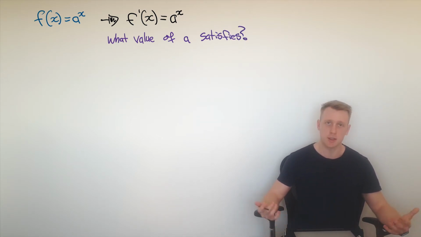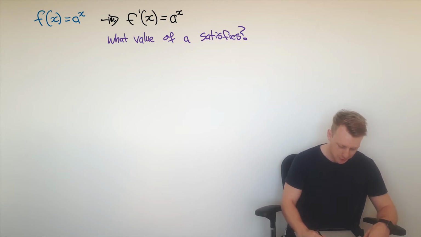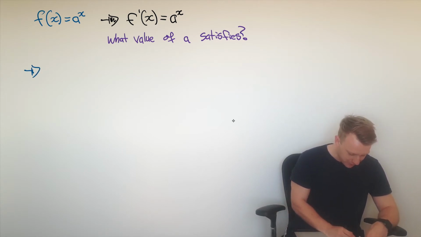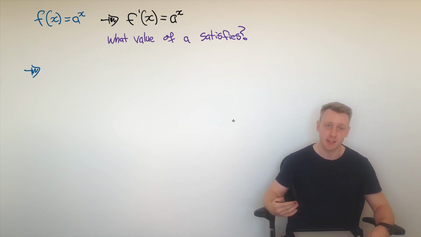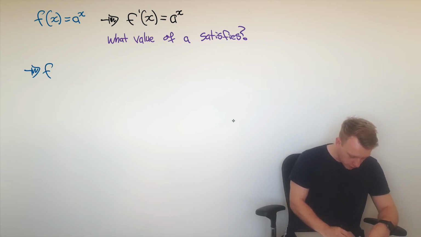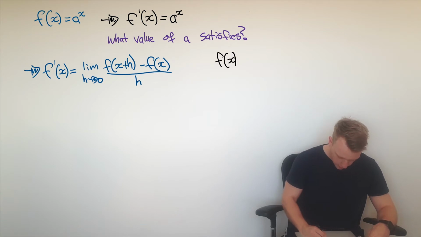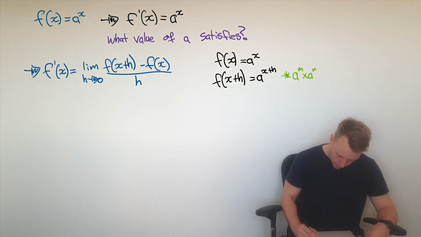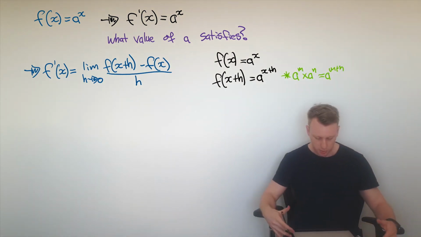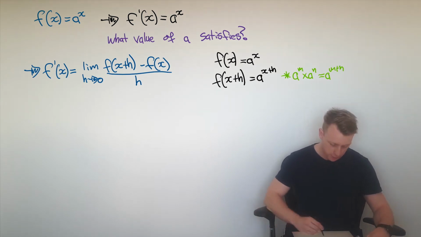Okay, it's a question that we've got to answer. The way in which I would calculate a derivative is I would use first principles. So I say f prime of x, and here I'm going to set this up using the definition of a derivative.